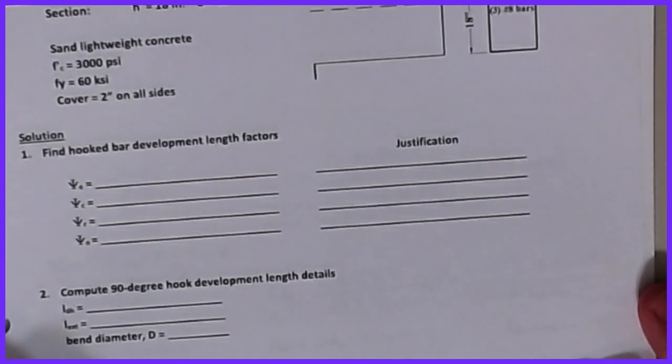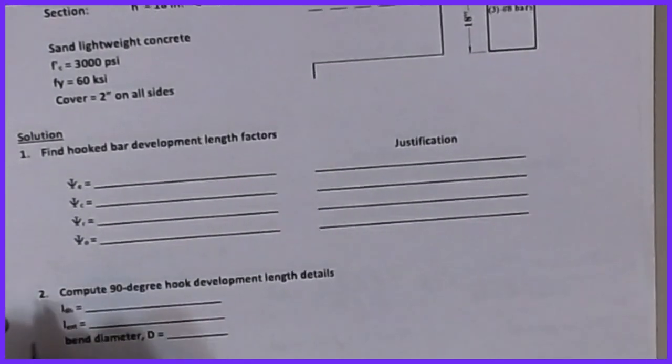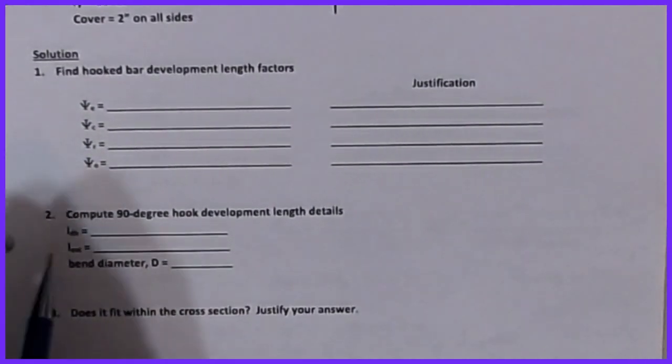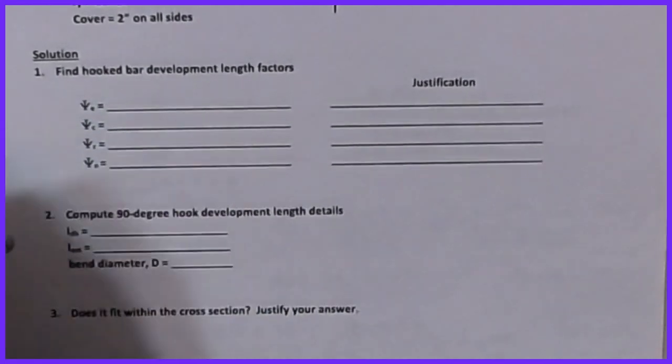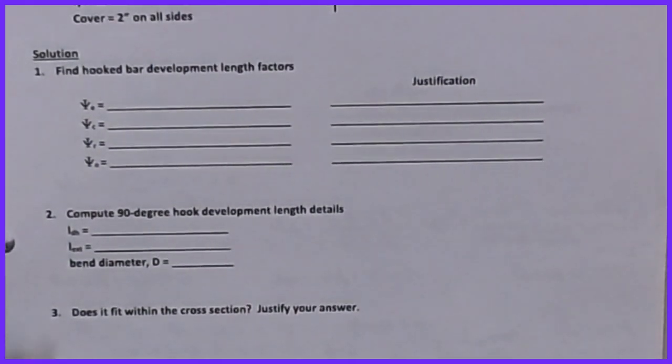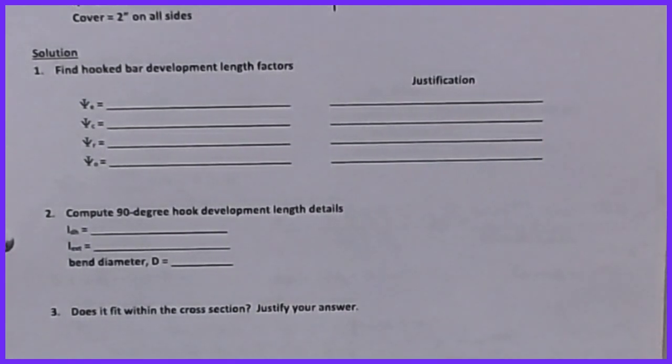Did I call out the stirrup size? I didn't. Okay, but we can kind of start to look at, assuming that it's a number 3 or a number 4, come up and compute the 90 degree hook development length detail. So we're going to look for LDH, LXD, and then the bend diameter, D. Okay, and would that fit within the cross section? Okay, and then we're going to have you compute 180 degree hook development length, and we're going to see, does that fit within the cross section?